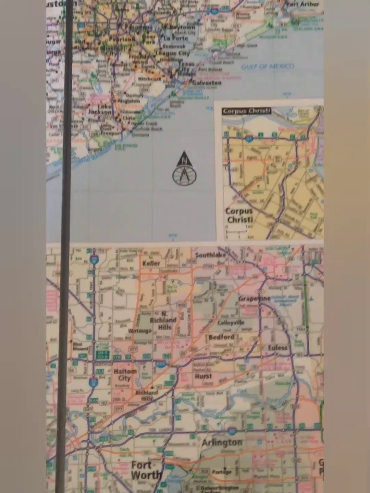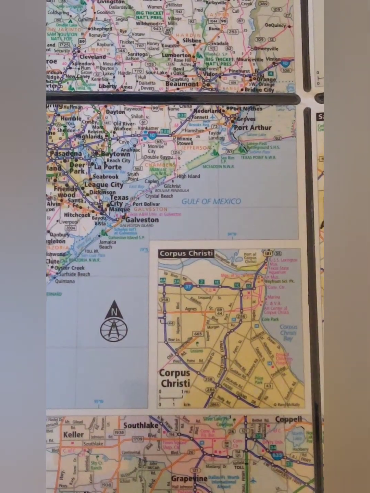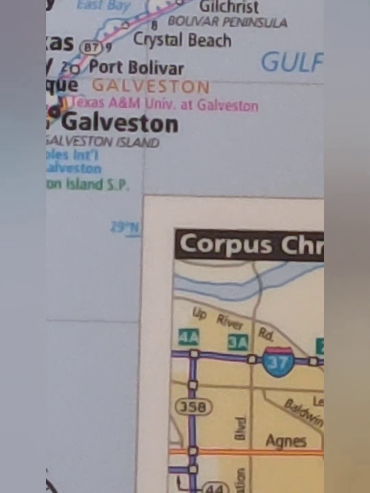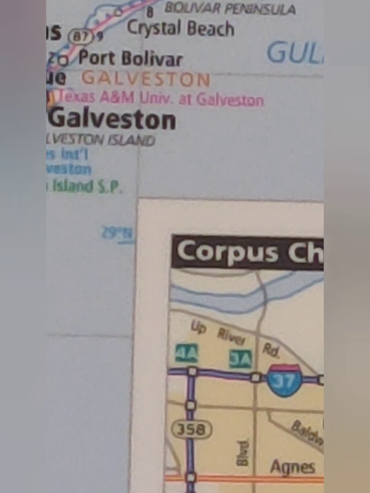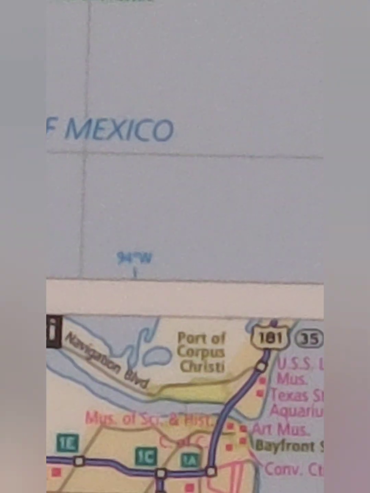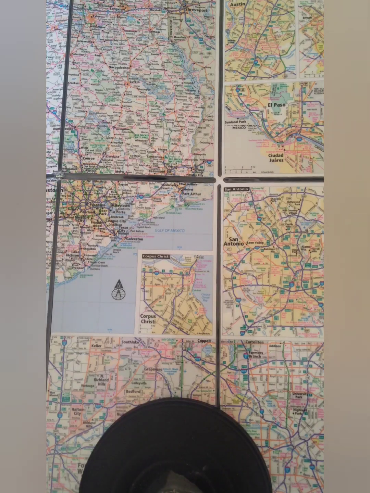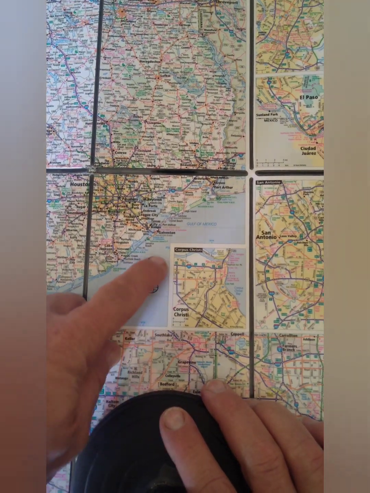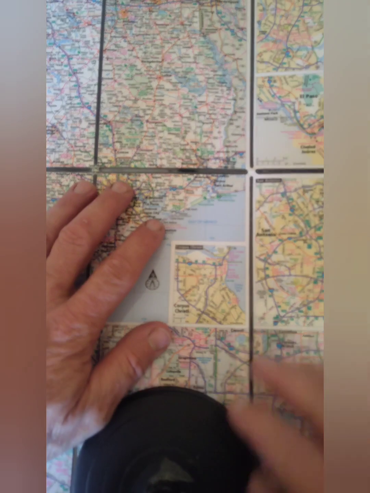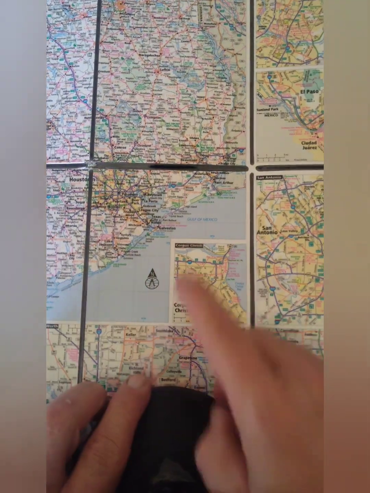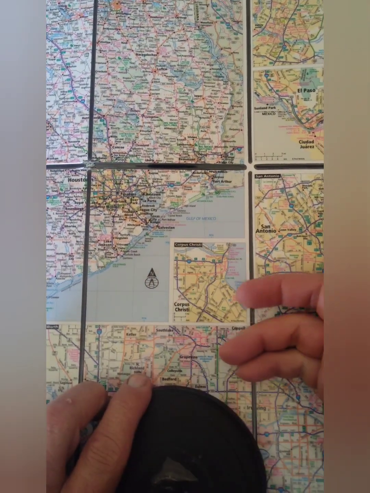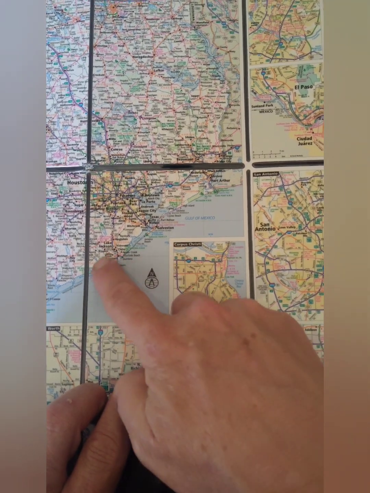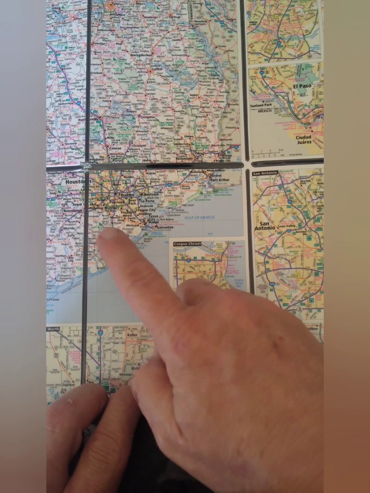Okay, now the next thing, if we look right here, it says 29 degrees north, 94 degrees west. Those are your longitude and latitude lines. So all these little grids here. If you've ever seen an old movie or you hear anybody talking about your latitude and your longitude, that's what they're referring to. And as you can see, all these little grid squares on the map are broken up into these squares.